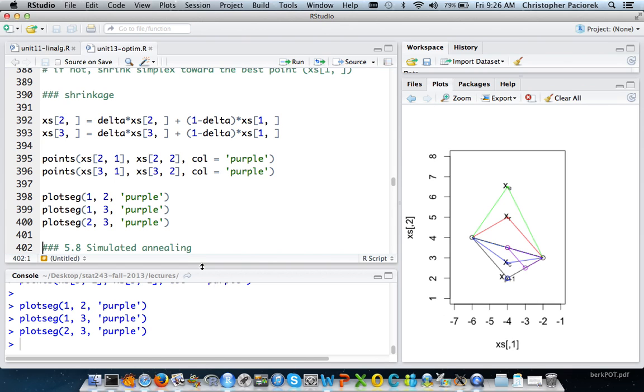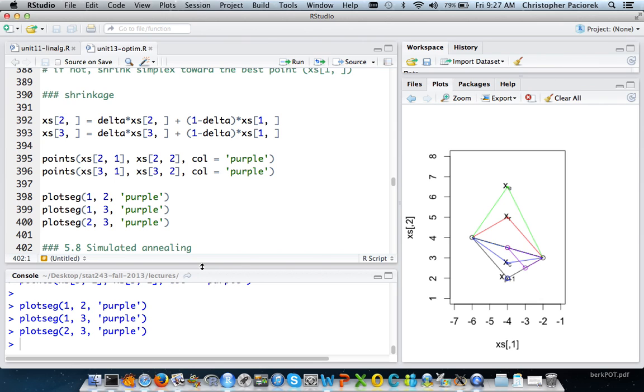Okay, so that's a number of the algorithms. The last algorithm I want to touch on is something called simulated annealing, which is also one of the options in R's optim function. Simulated annealing is somewhat different because so far what we've been doing is looking for ways that we can walk downhill to search for the minimum. And we've basically been always walking downhill. Okay?